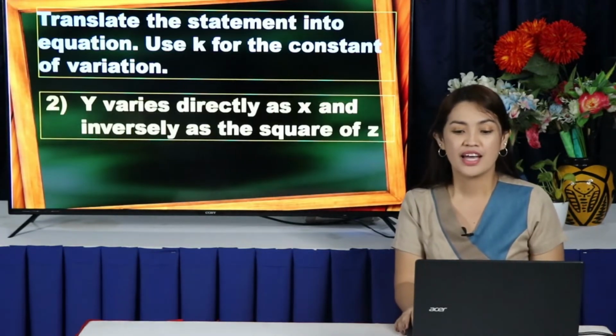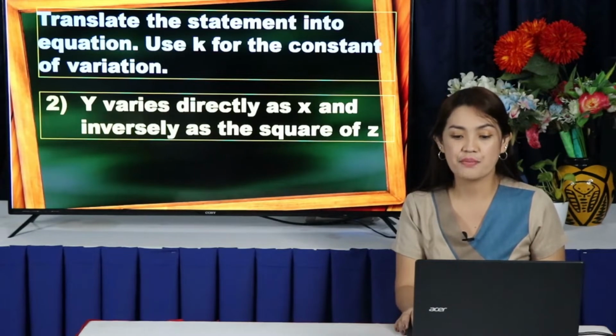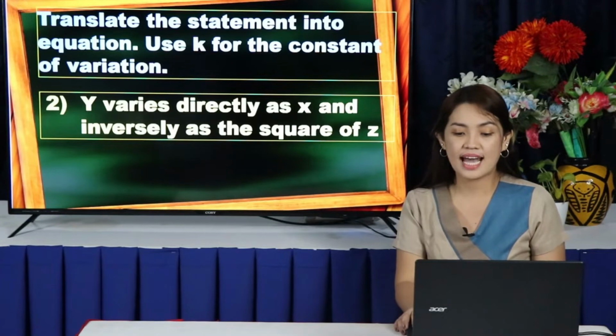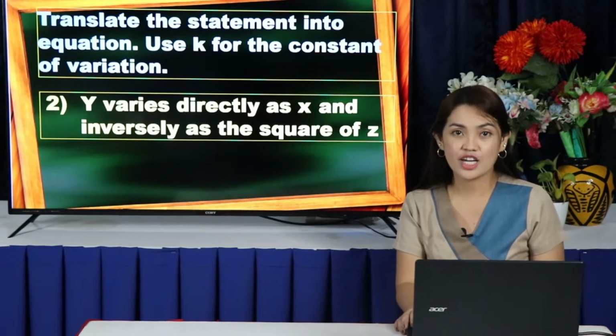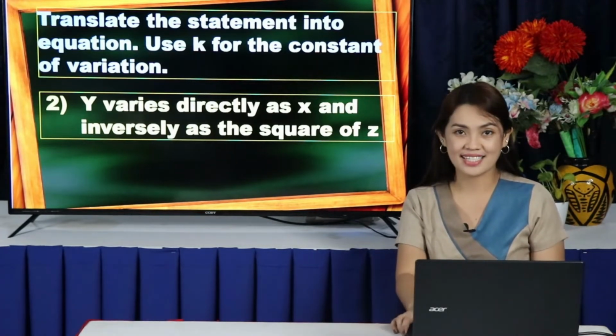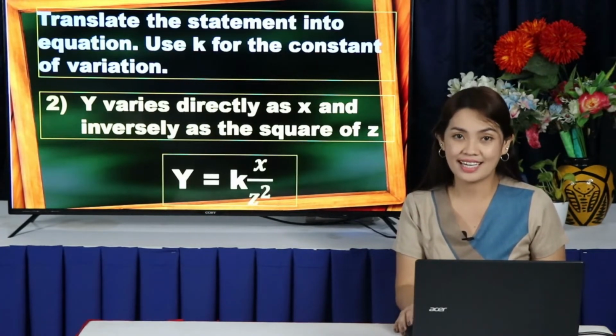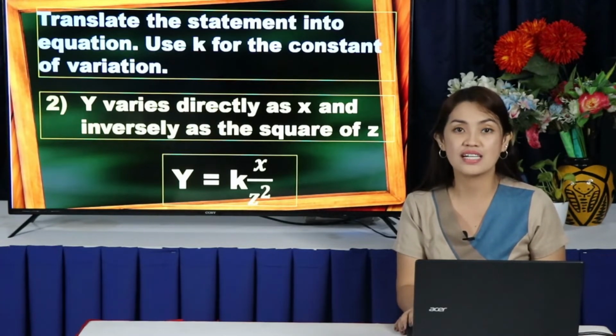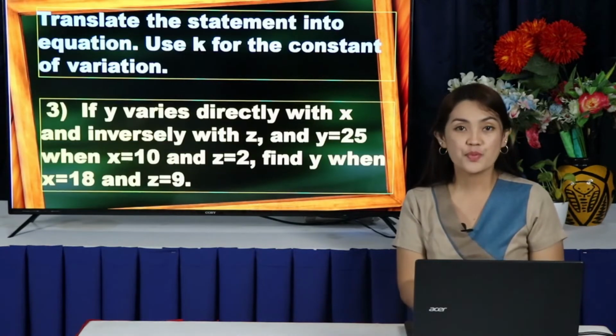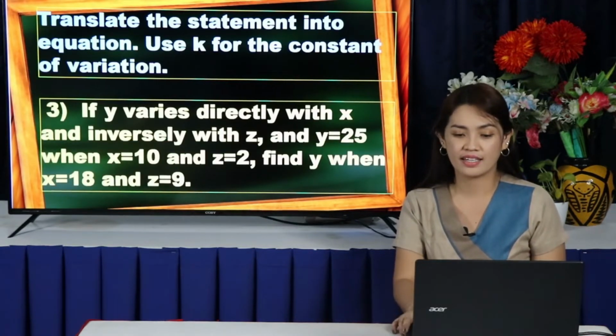Number 2. Translate the statement into mathematical equation. Y varies directly as X and inversely as the square of Z. What is the mathematical equation? You are right. The mathematical equation is Y equals K times X over Z squared. Let us proceed to number 3.